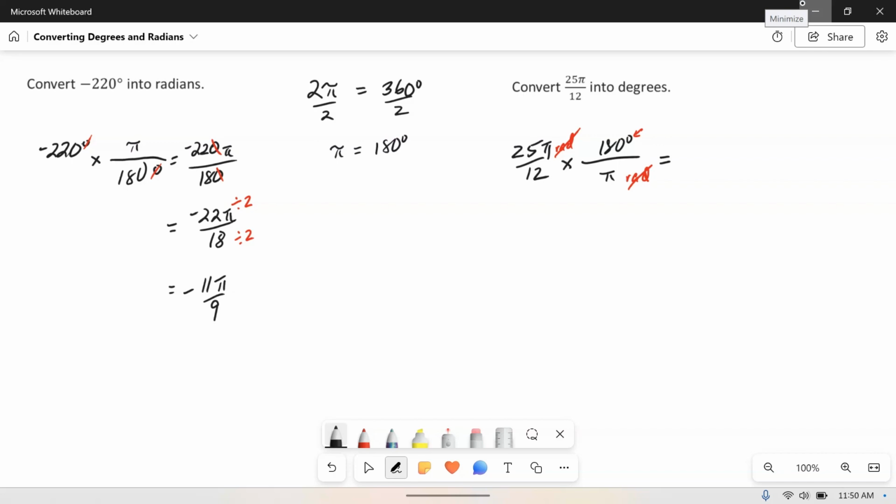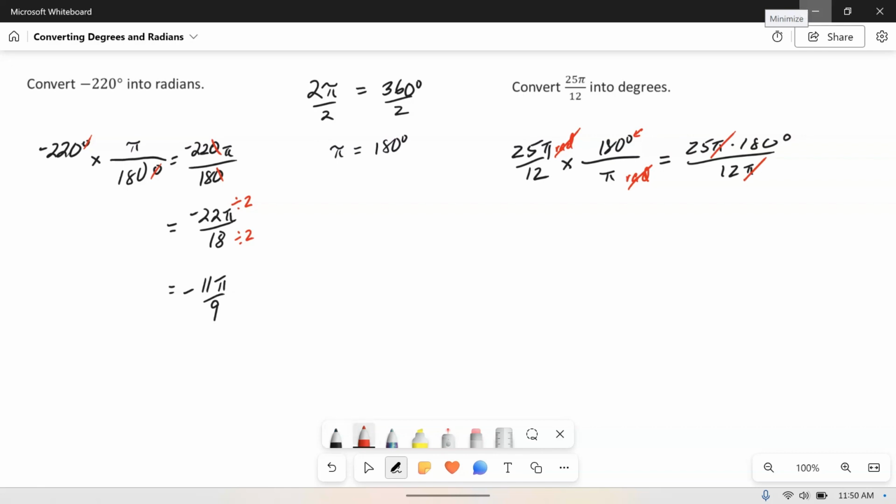Remember, when you multiply fractions, you multiply the top times the top, and the denominator times the denominator. So we're going to have 25 pi times 180 degrees, all over 12 pi. All that's left is reducing. Both the numerator and the denominator have a pi, so we can cancel that out. Then we can also look at the 25, the 180, and the 12. The factors of 25 are really just 5 and 5.